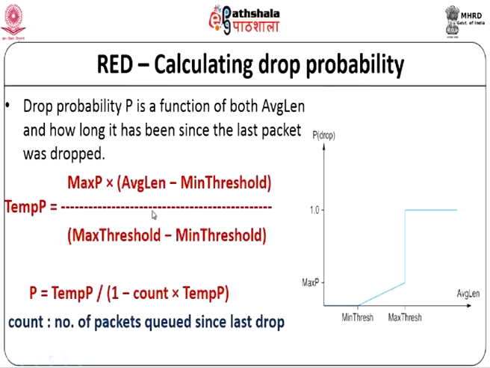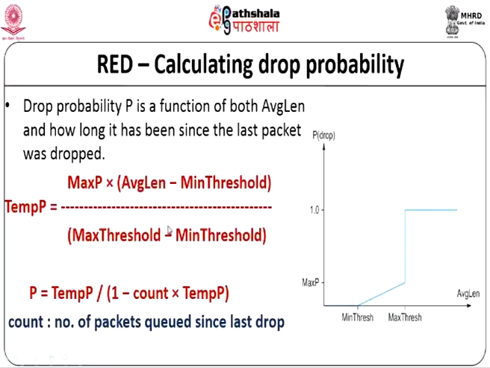For this purpose we use a factor called max P. Max P is some value which is between 0 and 1 obviously. This is the maximum value to which you allow the drop probability to grow. You then calculate a value called temp P as a function of max P, the average length, the minimum threshold and the maximum threshold.